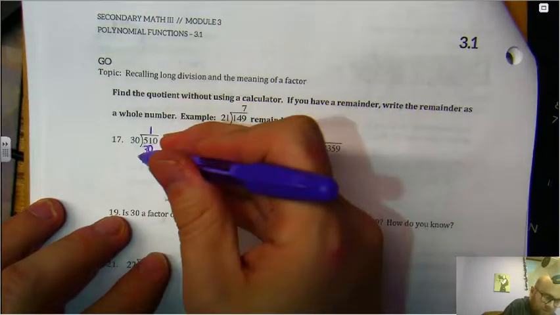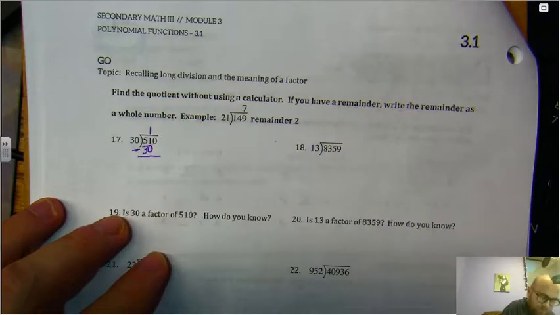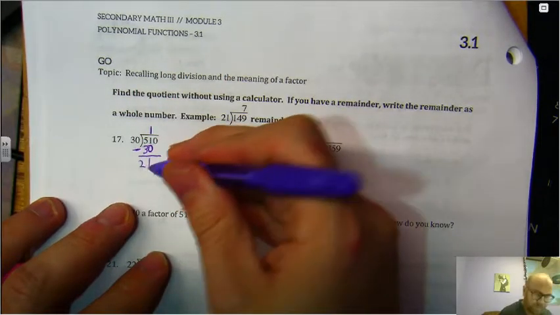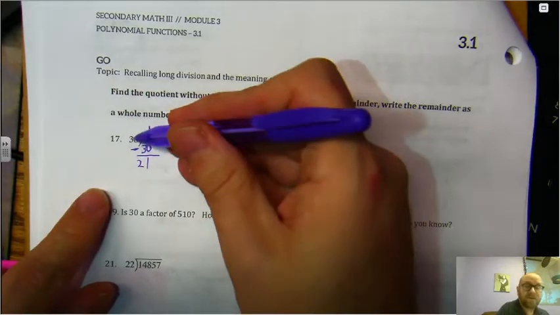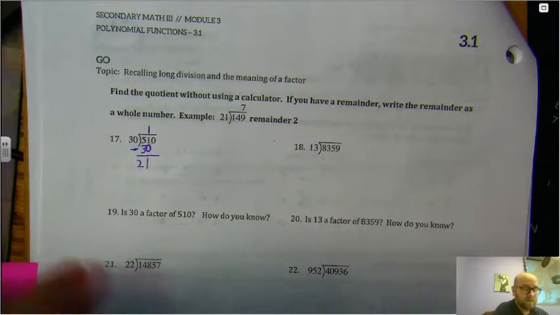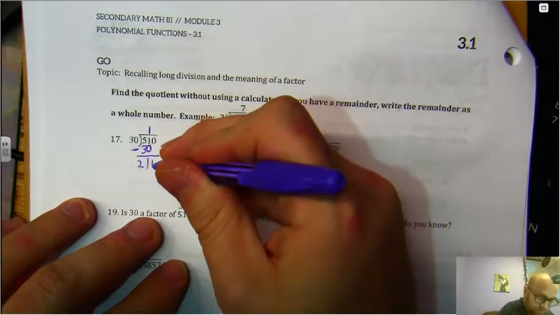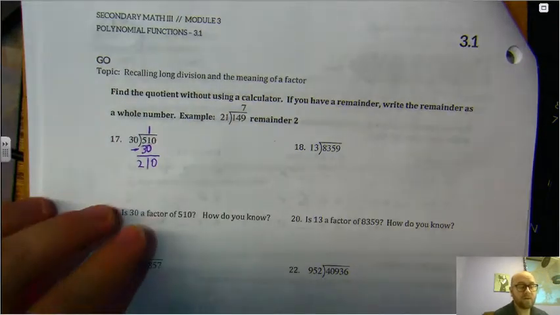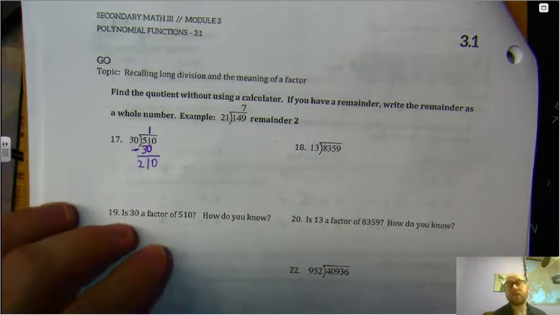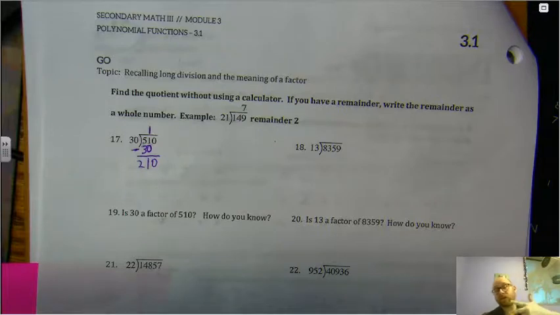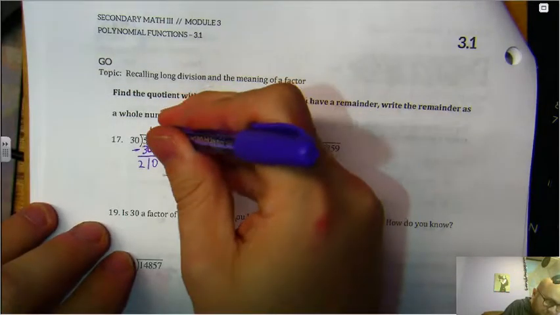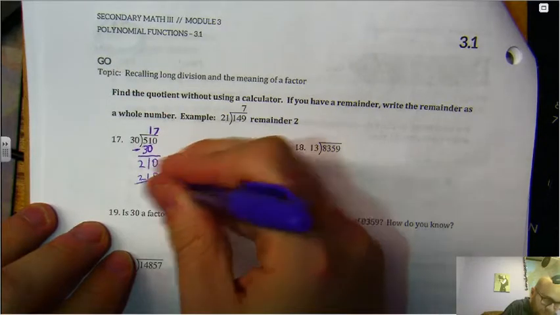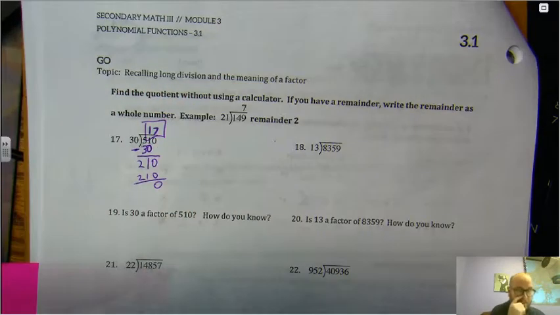51 minus 30. We then subtract this step. 51 minus 30 is going to give us 21. All right, 30 doesn't go into 21, obviously, so we have to bring down our 0. Does 30 go into 210? Yeah, clearly. 30, 60, 90, 120, 150, 180, 210. Exactly 7 times. So that's 7 times to be 210 with no remainder. So I know my answer is 17.